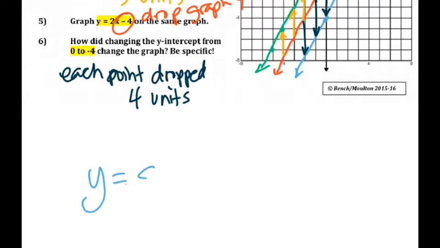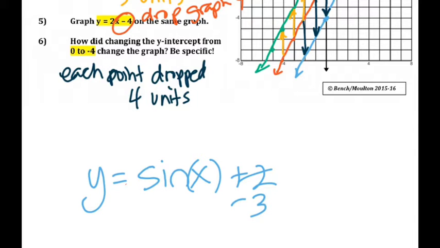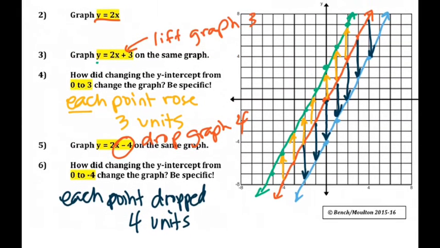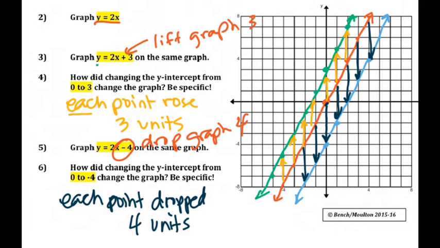If we take a trigonometric graph like that, you don't even know what that looks like. But if I add 2, what's it going to do to it? It's going to raise it 2. What if I subtract 3? It's going to drop it 3. So even though you don't know what the graph looks like, you do know what's going to happen when you add 3 or subtract 2 or whatever. And so that's a really important thing to understand about the way graphs work.